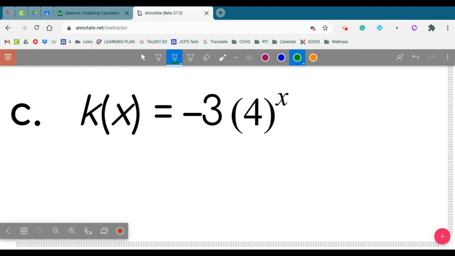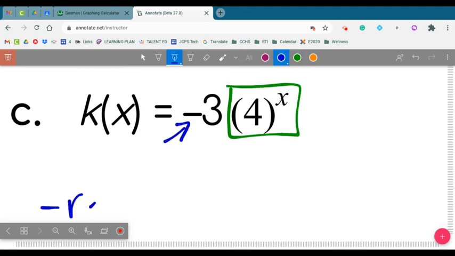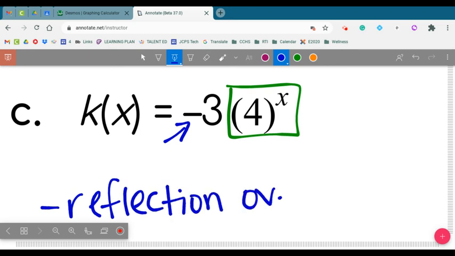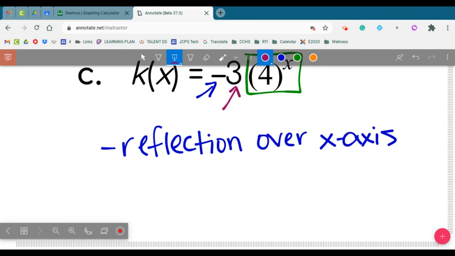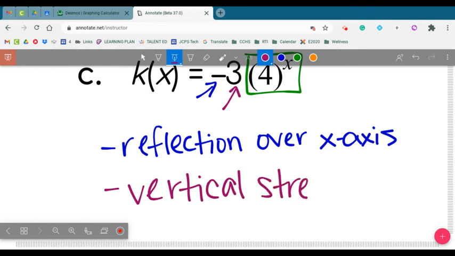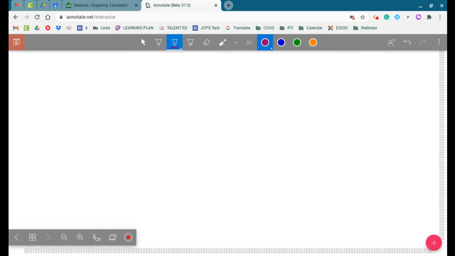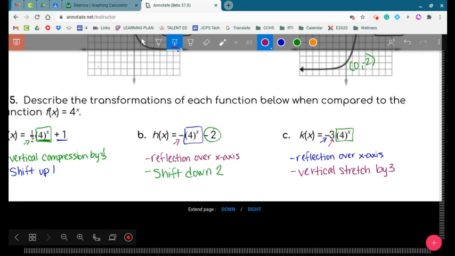Okay, last one. Again, our parent function is 4 to the x, so what changed? We have a negative in front, so this is a reflection over the x-axis. And then the 3, since it's a whole a value, this is going to be a vertical stretch by 3. Okay, so this is it for our notes for today. So let us know if you guys have any questions over anything.